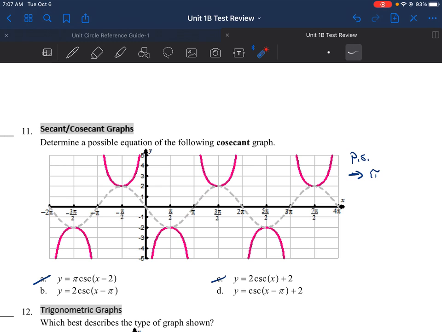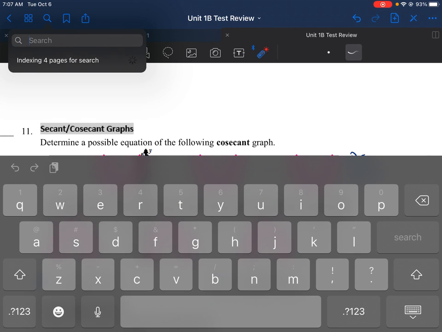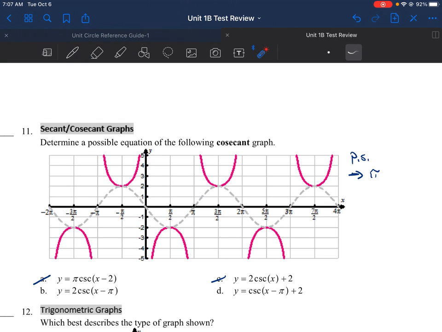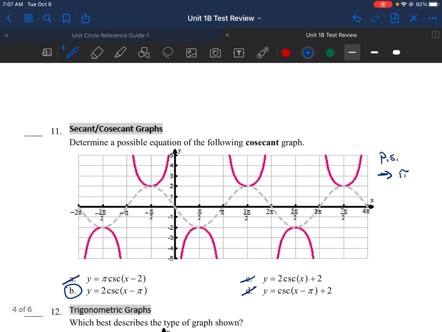However, now notice that our midline is still here at the x-axis. And D is saying that we have a vertical shift of up 2. Well, a vertical shift moves the midline as well, and our midline hasn't changed. So D could not be a correct choice either. The correct answer choice has to be B.